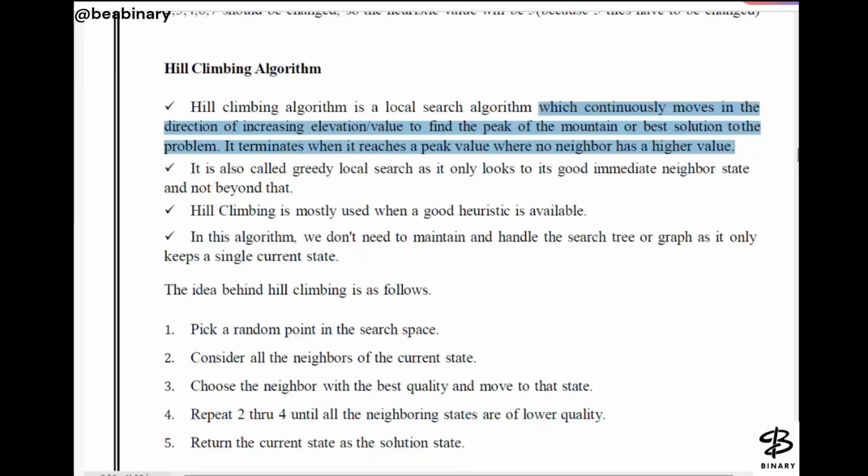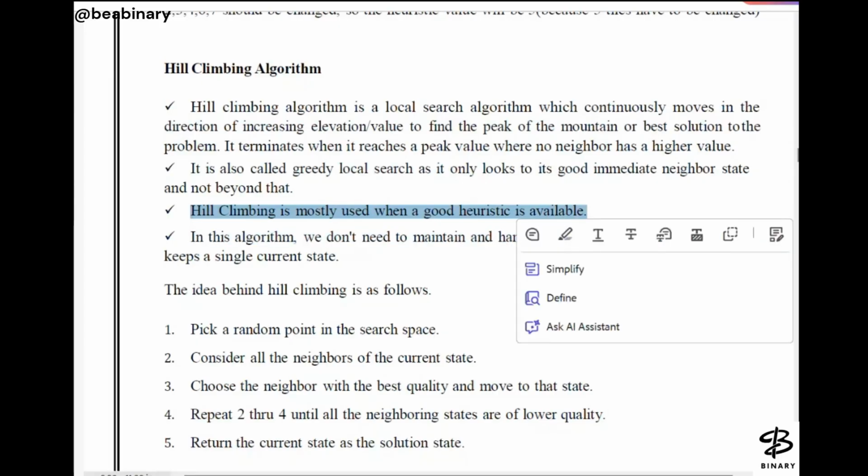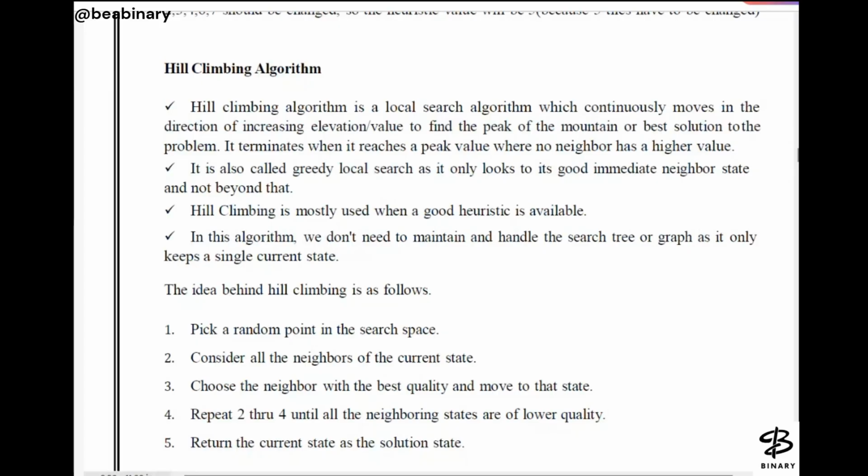So it is also a greedy search, or we can say it is called the greedy local search, as it only looks to its good immediate neighbor state and not beyond that, right? So it just sees whether the neighbor state is there or not. Hill climbing is mostly used when a good heuristic is available. So what is a heuristic? We have discussed. In this algorithm, we don't need to maintain and handle the search tree or graph, as it only keeps a single current state, right? So we don't need a graph or a search tree in a hill climbing algorithm.